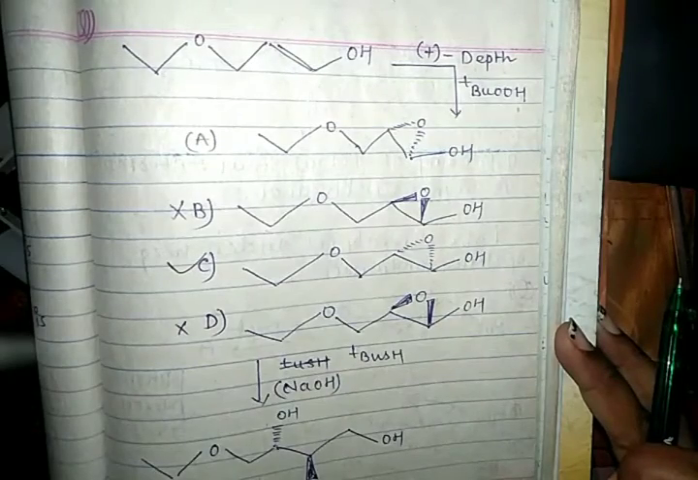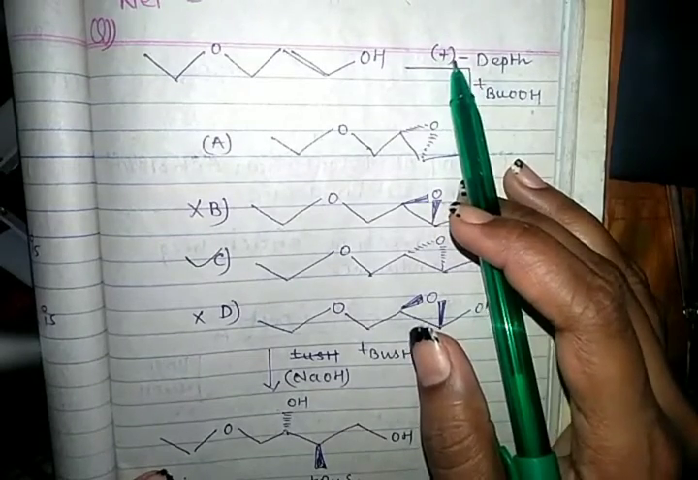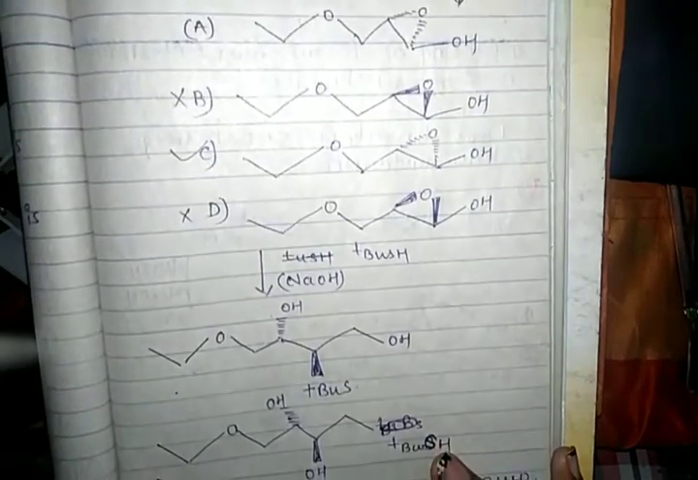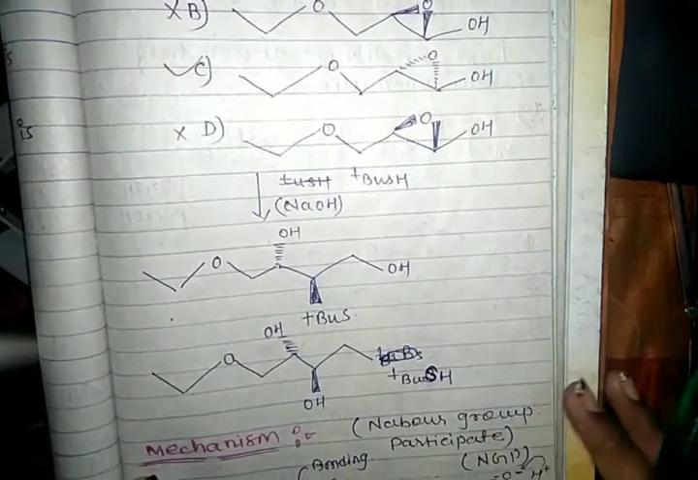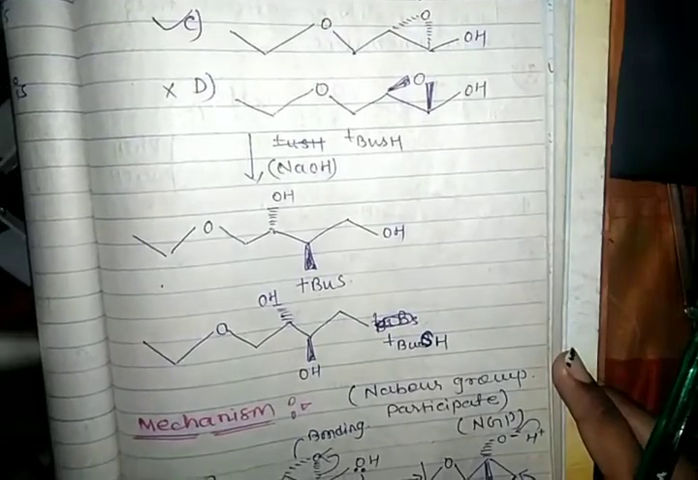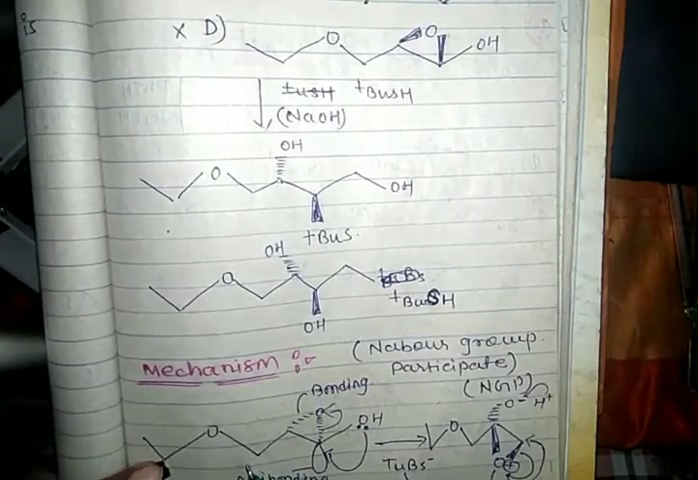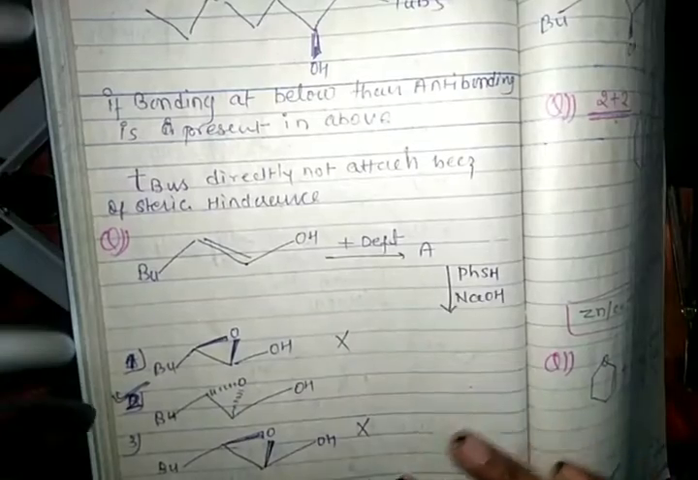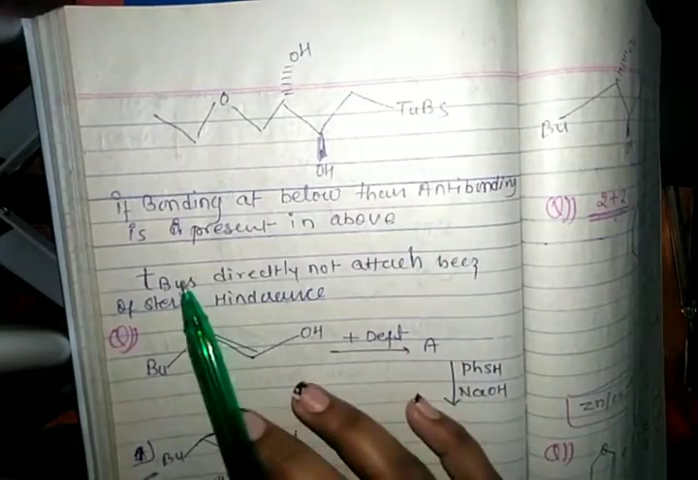This is another example of formation of epoxide. There is depth present in both conditions, plus or minus. Next we see the mechanism of this reaction. So this is the mechanism of that reaction. This is our main product. If bonding is at below, then anti-bonding is present above.